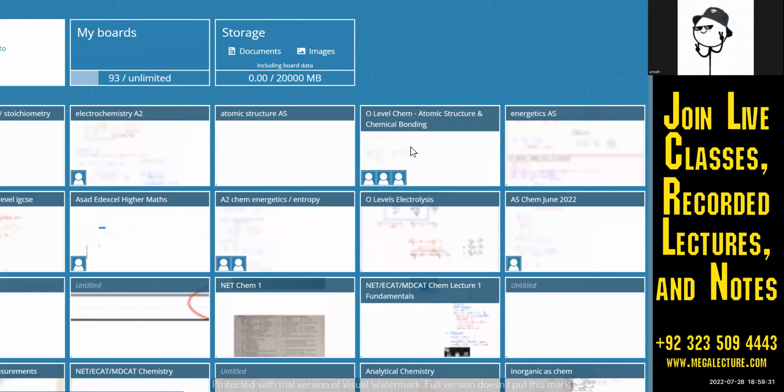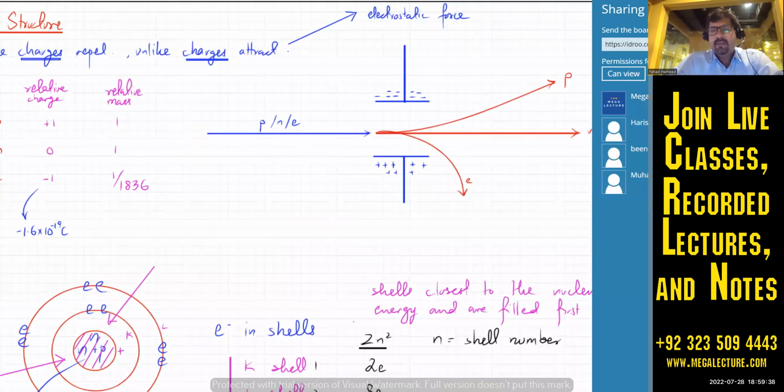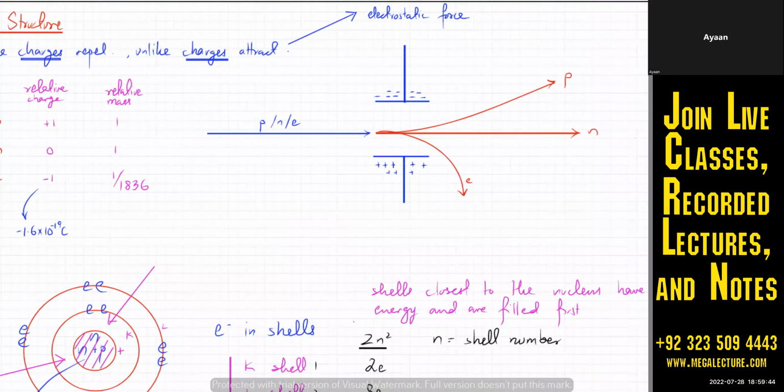This was the one, right? Atomic structure and chemical bonding. So if I open the old board, that means you never actually had to draw the dot and cross diagram, because you can very quickly figure out the formula.